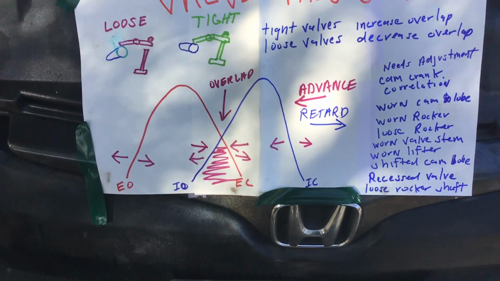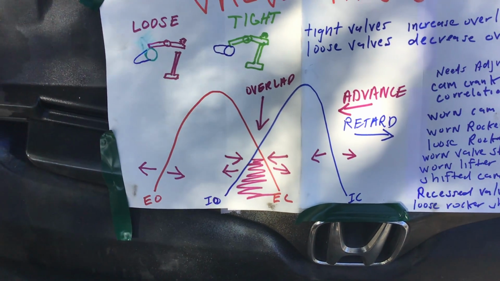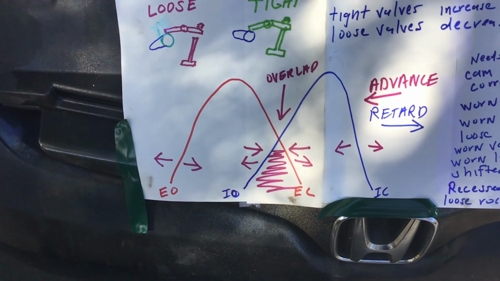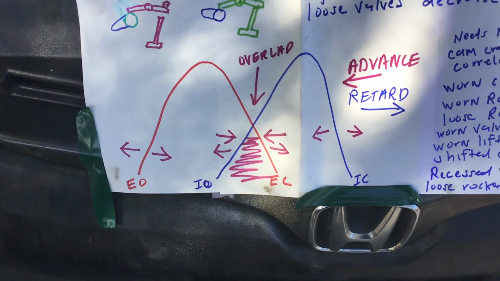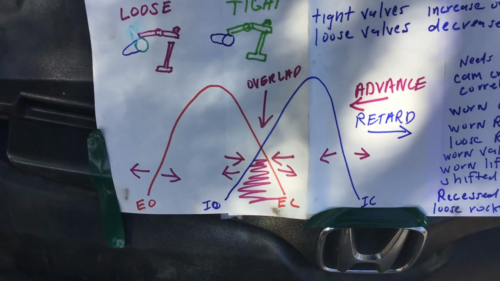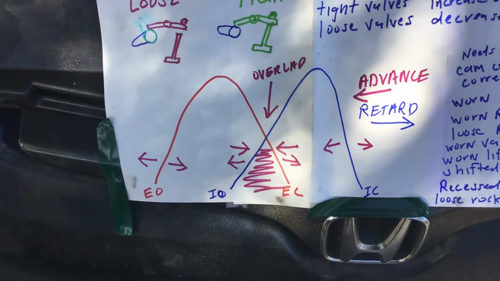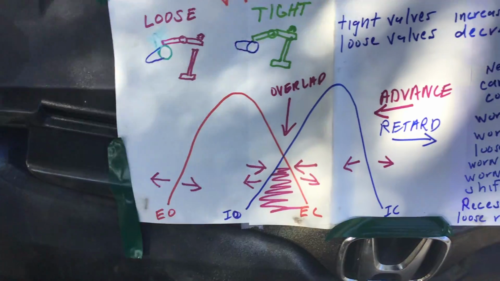So nonetheless, we know that as we look at our vents on the bottom, a loose valve, our exhaust will open later. The arrow going toward the retard side, it will be later, and the exhaust valve closing will happen sooner. That will go toward the advanced arrow. So let's take a look at it in action.